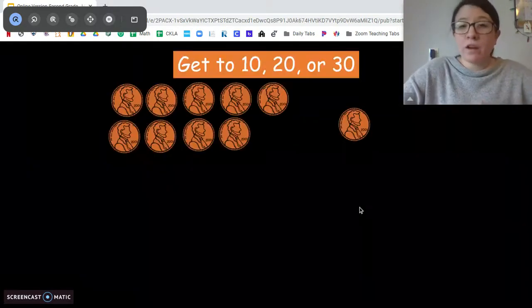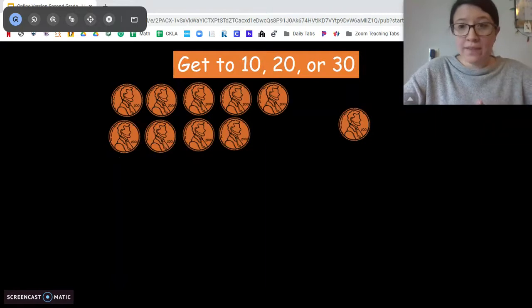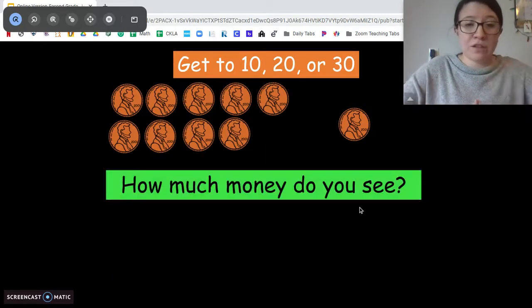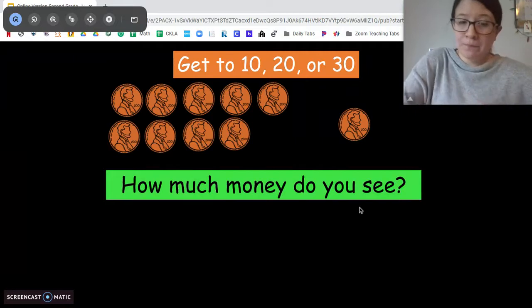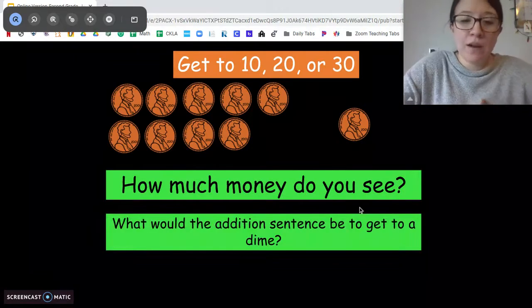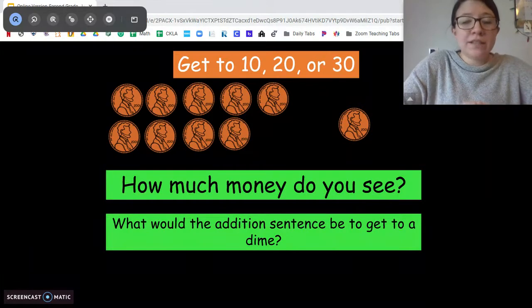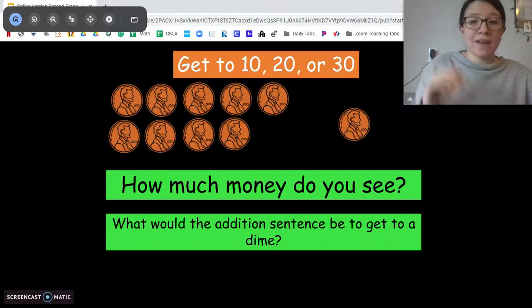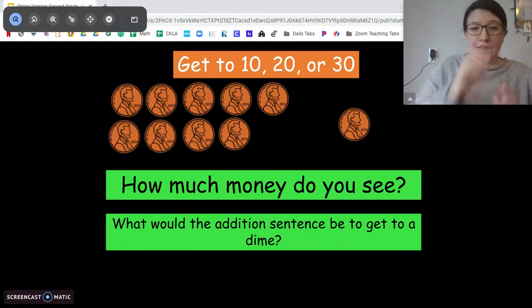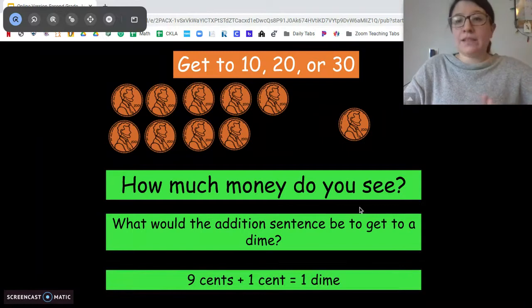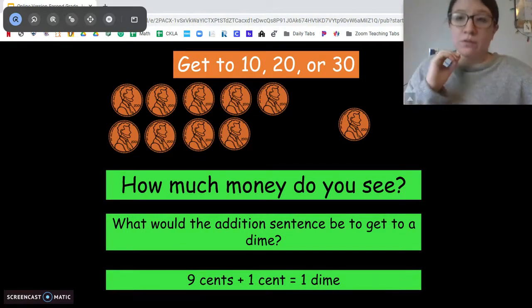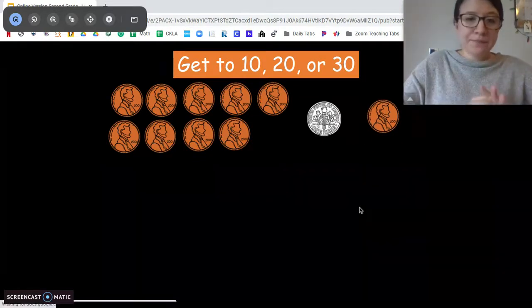Okay, first we're going to practice with some money. So we have a bunch of pennies on the screen right now. How much money do you see? 9 cents, right? What would be the addition sentence for this to get us to a dime? So we have 9 cents. How much more do we need to get to a dime? 9 cents plus 1 cent equals a dime, because remember a dime is 10 cents.